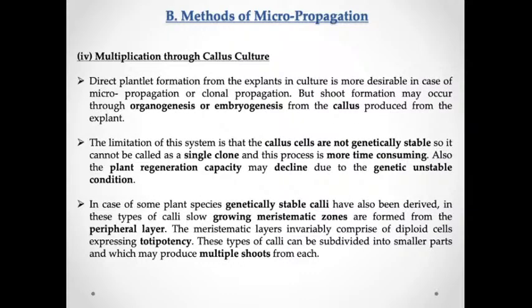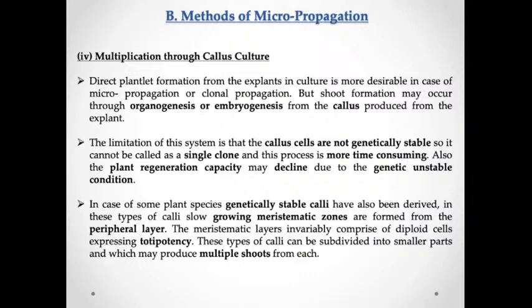Fourth, the last one, is through callus culture. In this case, direct plantlet formation from the explant in the culture is desirable in the case of micropropagation or clonal propagation. But shoot formation may occur through organogenesis or embryogenesis from the callus produced from the explant. So from the callus, you can do organogenesis or embryogenesis to do your micropropagation. So this is also one way to go.